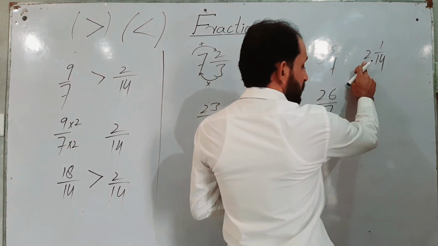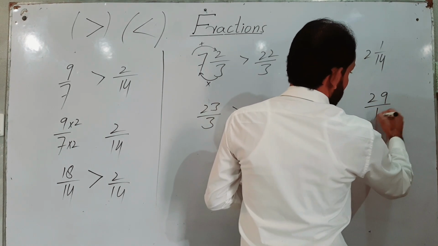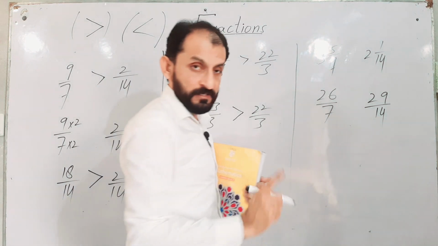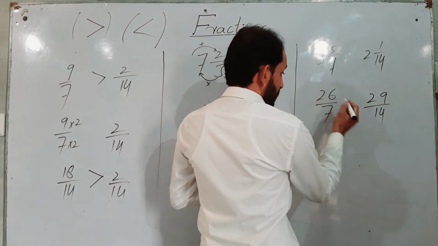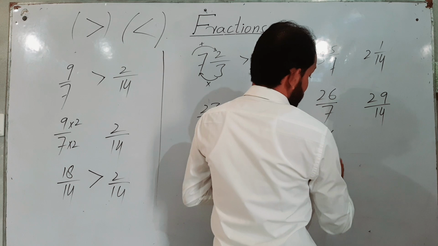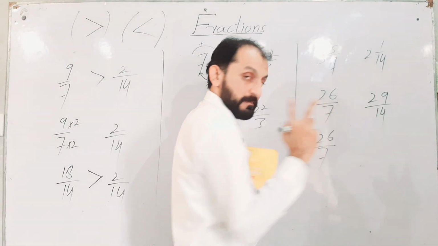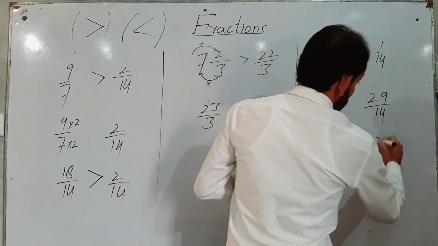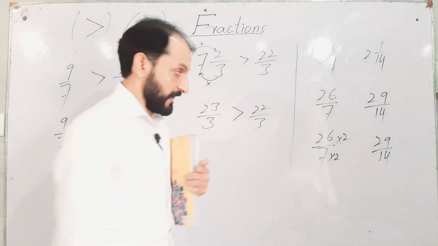14 2s are 28, plus 1, 29 divided by 14. Now check, the denominators are not the same. It means we have to make them the same. Then 26 divided by 7. How can we change 7 into 14? By multiplying with 2. Multiply by 2, multiply with 2. The second fraction, 29 divided by 14, we will write as it is.